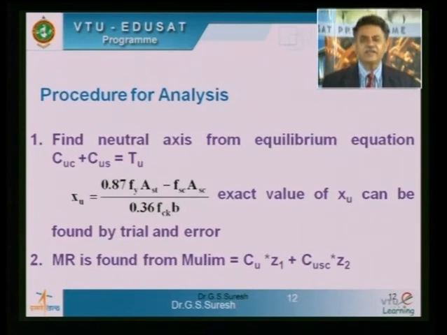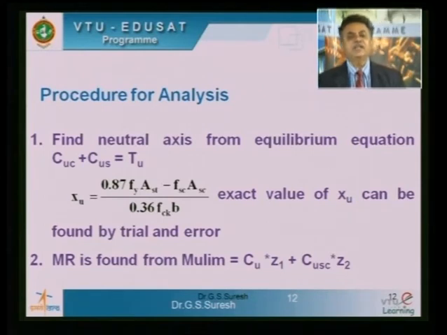After you calculate Xu exactly, you find out the moment of resistance. The compression in concrete is 0.36 fck b Xu into Z1, where Z1 is d minus 0.42 Xu, plus the compressive force in the compression steel, that is fsc into Asc into Z2. What is Z2? Z2 is nothing but d minus d dash.